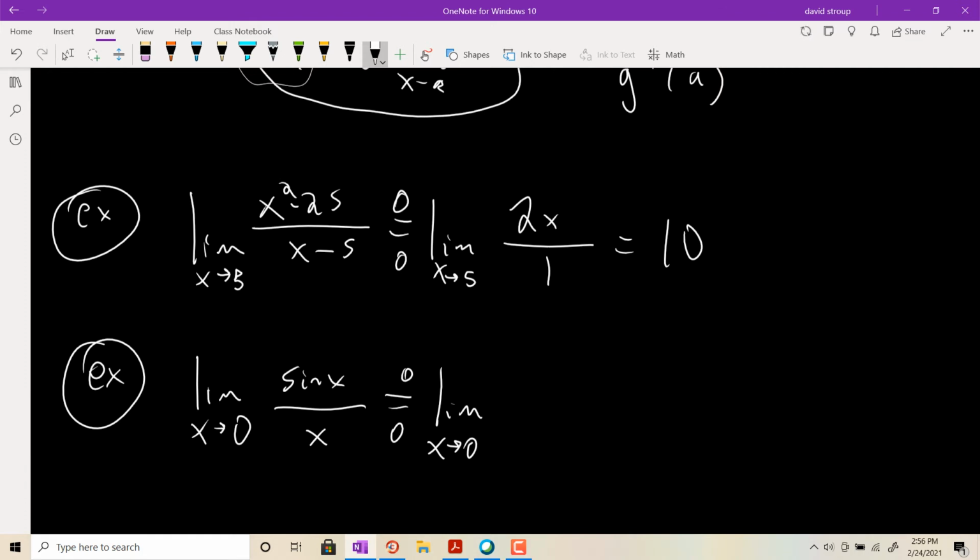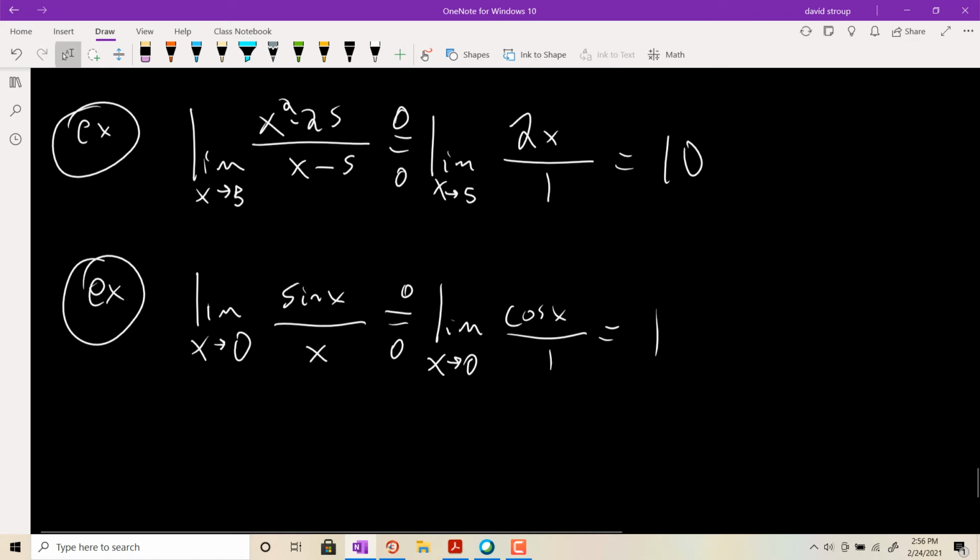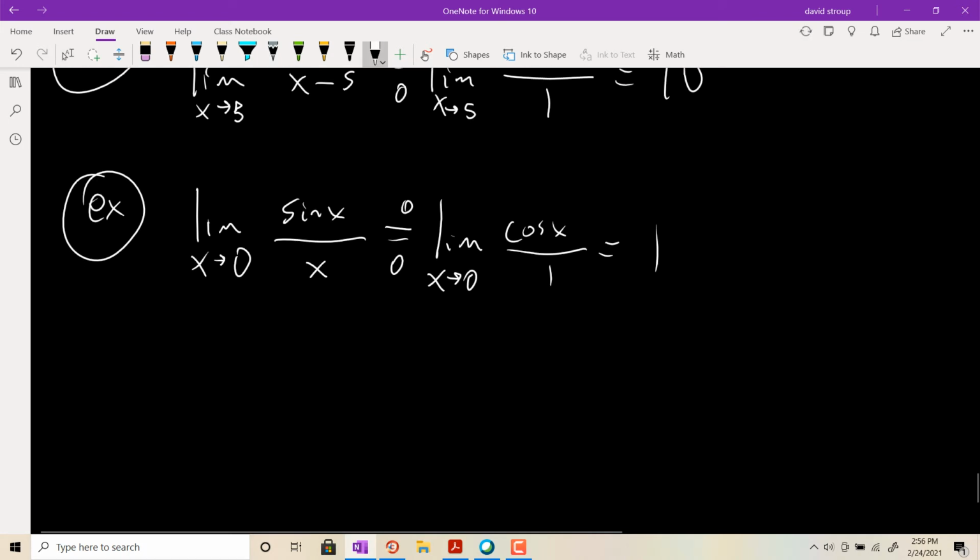So anyways, you take the derivative of sine, which is cosine. Derivative of x is 1. Cosine of 0 is 1. Okay. Great, good stuff. Let's look at some of the ones in the book then. Let's look at some examples here.